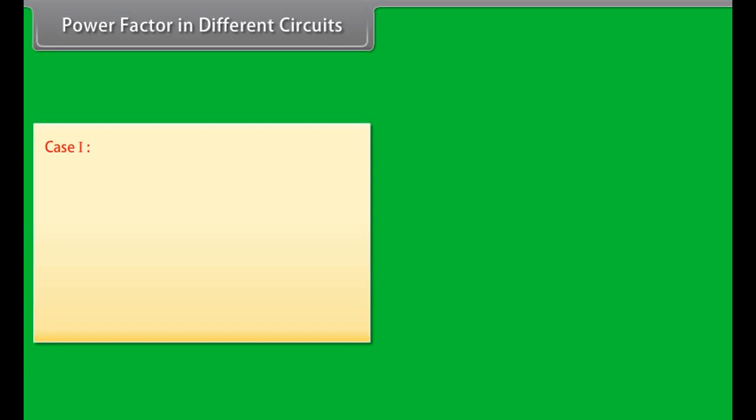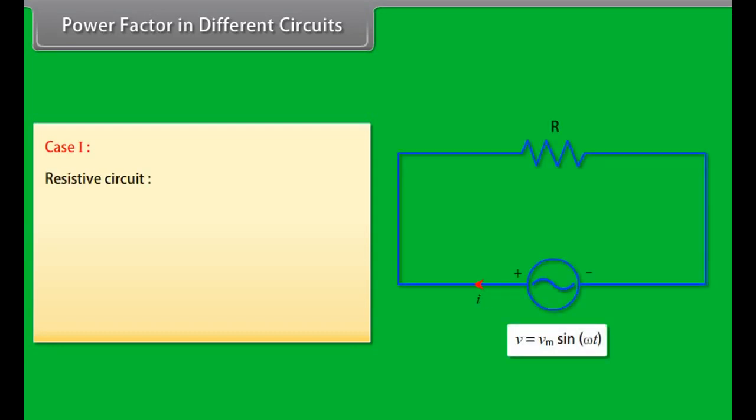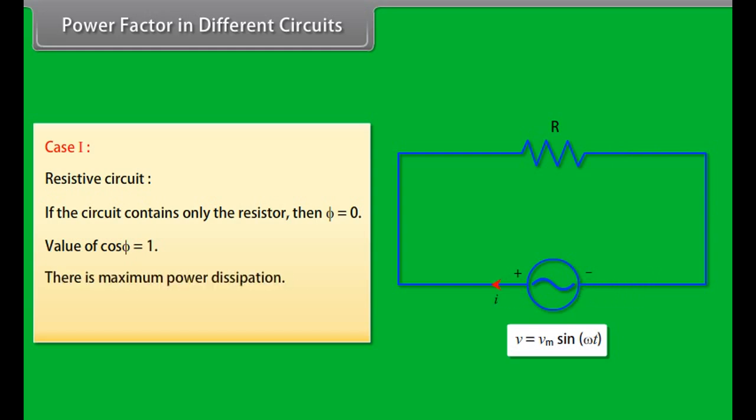Power factor in different circuits. Case 1. Resistive circuit. If the circuit contains only the resistor, then phi is equal to 0. Value of cos phi is equal to 1. There is maximum power dissipation. P bar is equal to product of Vrms and Irms.